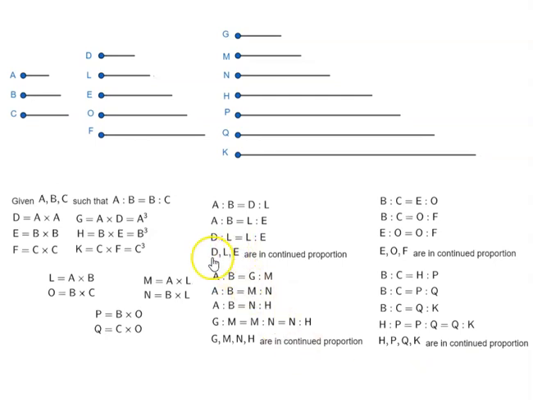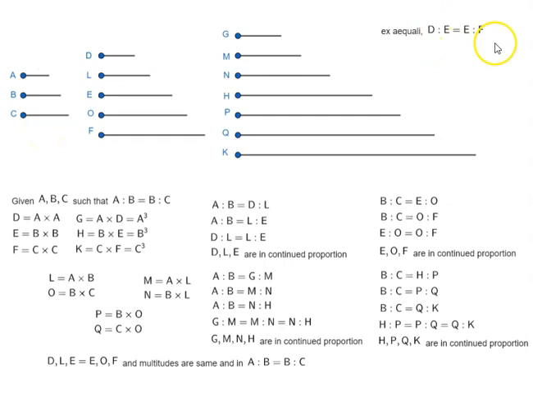Now here if you notice D, L, E are in continued proportion. In what ratio? In the ratio of A is to B. E, O, F are in continued proportion. In what ratio? B is to C. But A is to B is equal to B is to C. We are given that. So that means D, L, E is equal to E, O, F. The number of those numbers are also equal. There are three numbers here, three numbers here. So which means we can say ex aequali D is to E is equal to E is to F. So that means we have proved one part of the proposition, which said that if A, B, C are multiplied by themselves, then their products with themselves are in proportion. And their products are nothing but D, E, and F.